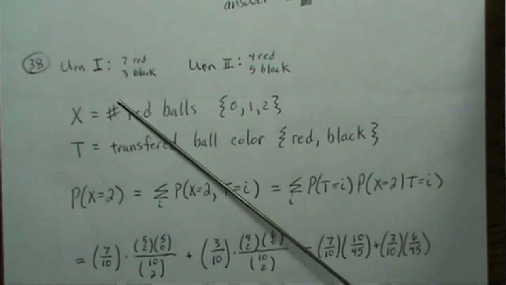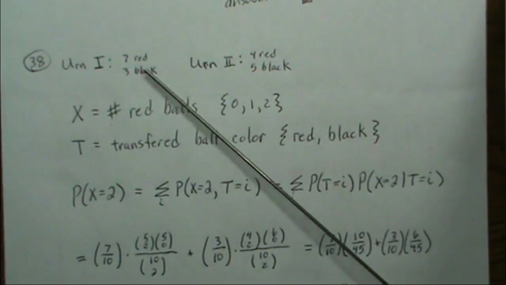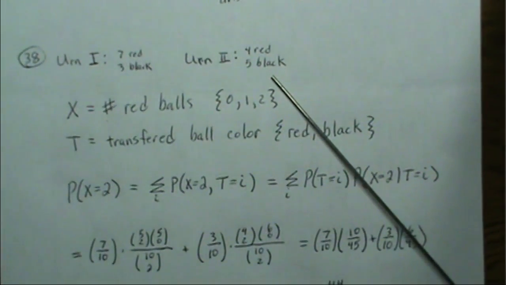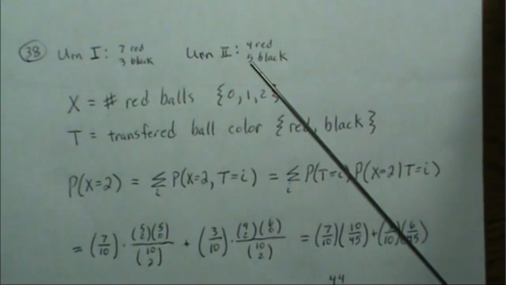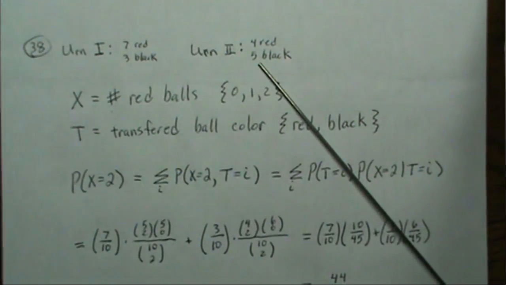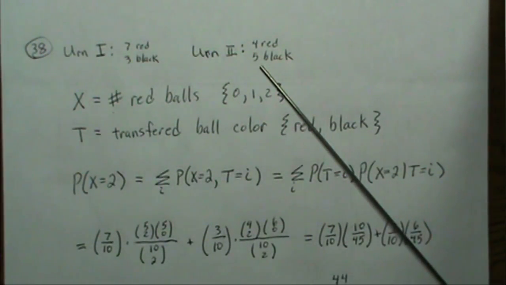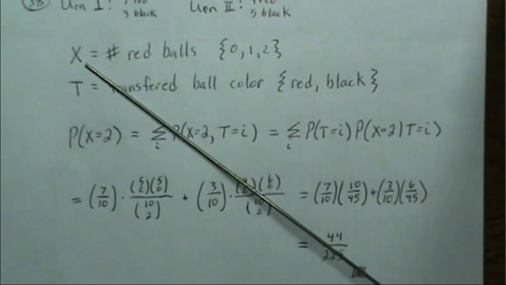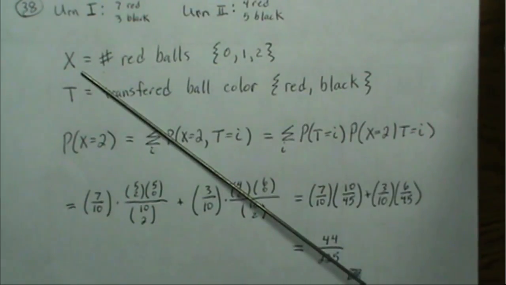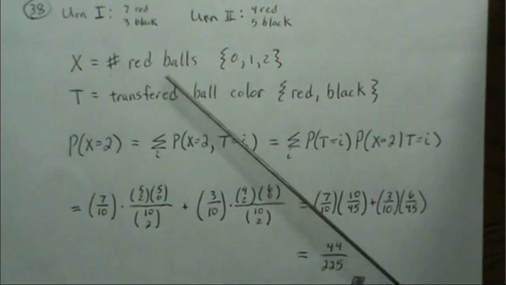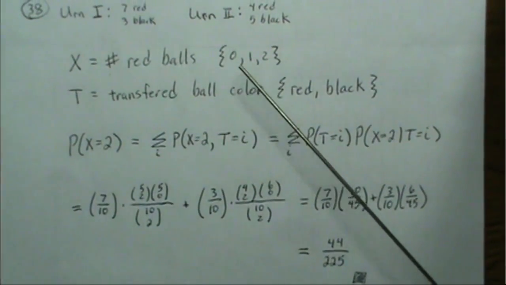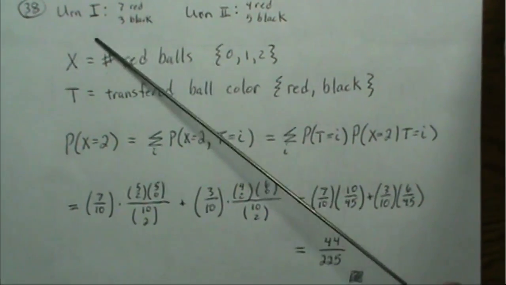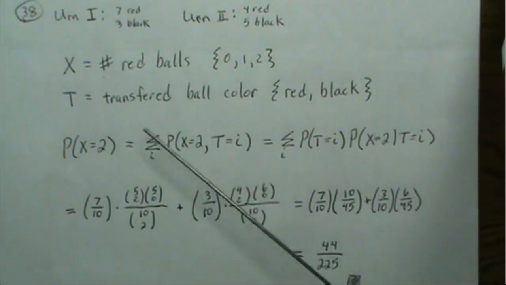So problem 38, we have 2 urns. Urn 1 has 7 red, 3 black. Urn 2 is 4 red, 5 black. And we want to transfer 1 ball from urn 1 into urn 2 at random. And then we're going to randomly draw 2 and want to know the probability that they're both red. So if we let X be the number of red balls drawn on the 2 draws from urn 2, it can either be 0, 1, or 2. We're going to let T be the transferred ball color, the ball that we pick from urn 1 to urn 2, which can either be red or black.